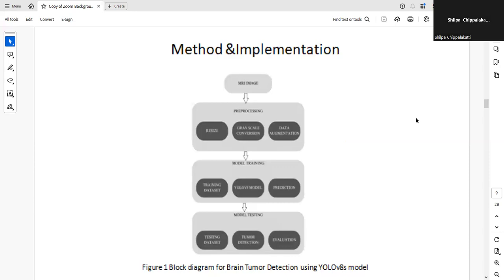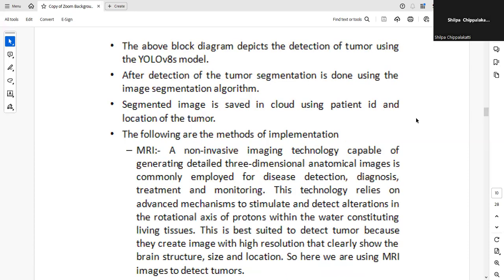After the pre-processing stage, next is model training. Before model training, the data is split into training, testing, and validation, in the ratio of 71 to 19 to 10. Then it is given for model training. Once the model training is done, model testing will be performed on the model. After the detection, tumor segmentation is done using the image segmentation algorithm. The segmented image is saved in the cloud using the patient ID and the location of the tumor. So these are the different methods by which we are going to implement it.